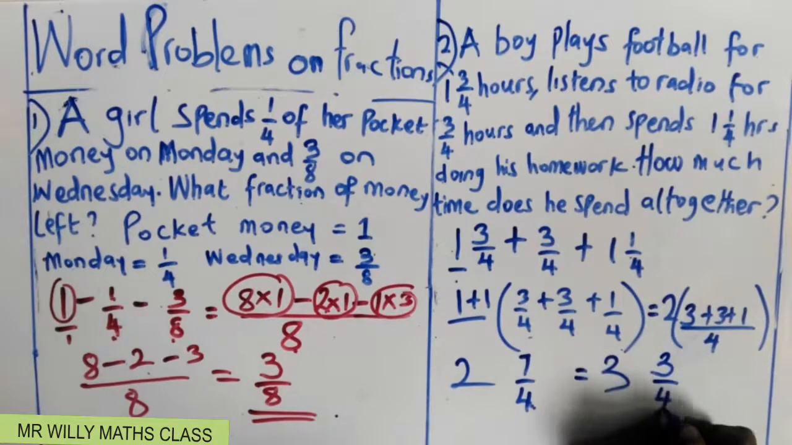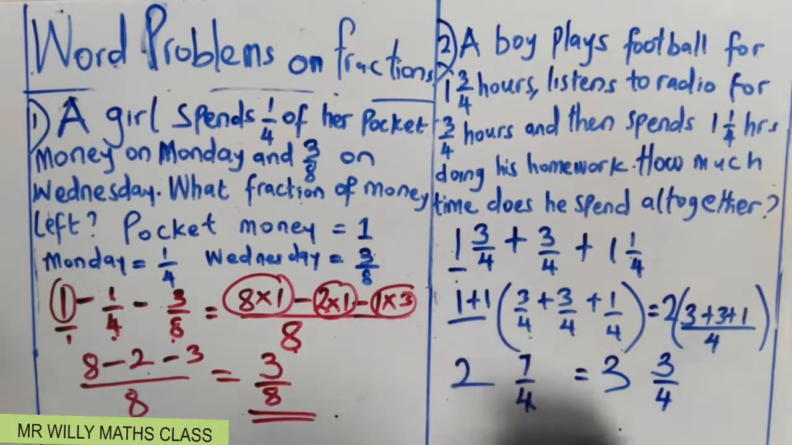over 4. So the total hours spent by the child is what? 3 and 3 over 4.